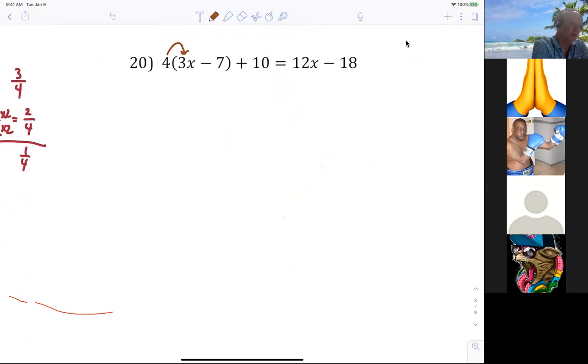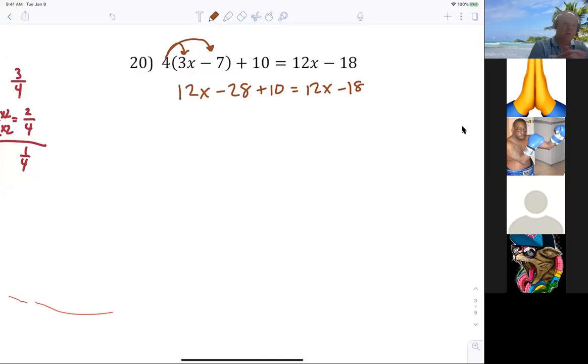4 times 3x, 12x. 4 times negative 7 is negative 28, plus 10 equals 12x minus 18. Now, is anybody having any questions with the distributive property there? Anybody?